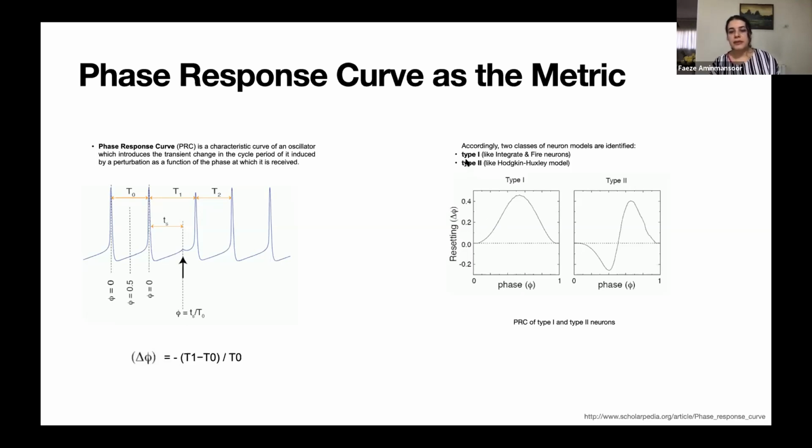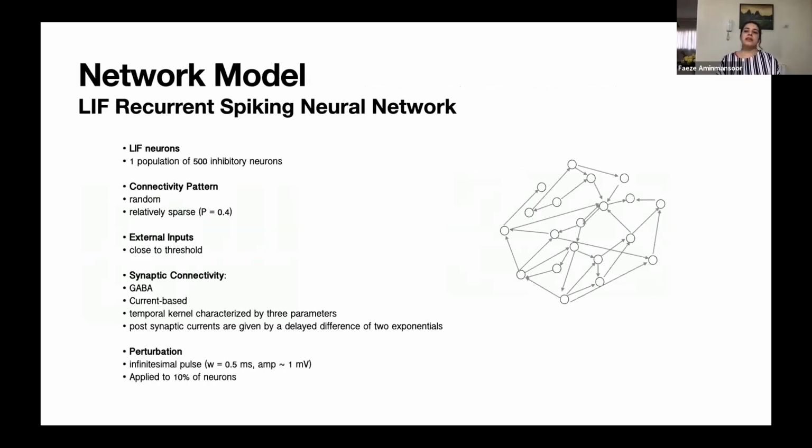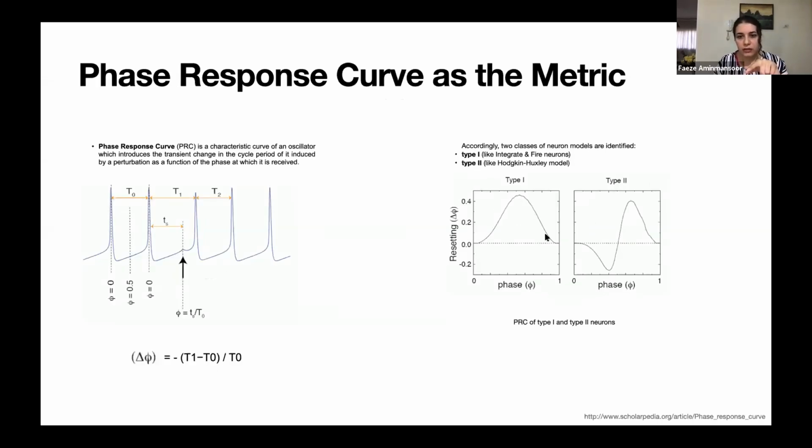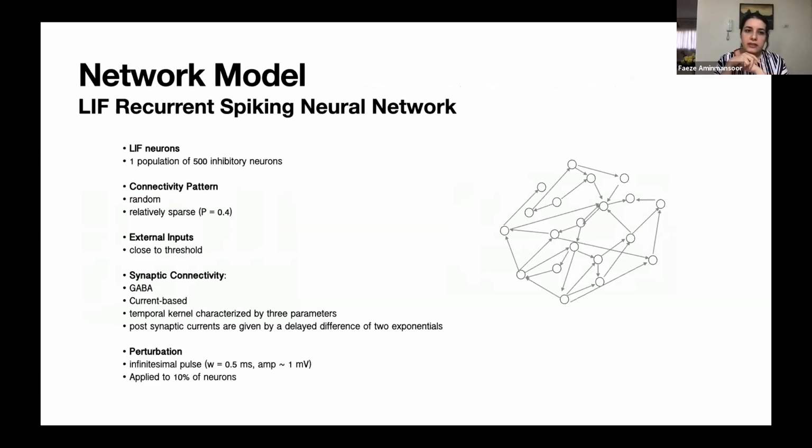So based on this, people define two types of neurons. Type 1, like integrate-and-fire neurons, are always experiencing an advance in their activity. And type 2 neurons, like Hodgkin-Huxley, experience both delay and advance, depending on the timing of the arriving input. So we use a network of LIF neurons, and you can see that LIF neurons are always positive in their phase response curve. We used a recurrent network, which is connected randomly, and the connections were sparse or relatively sparse.